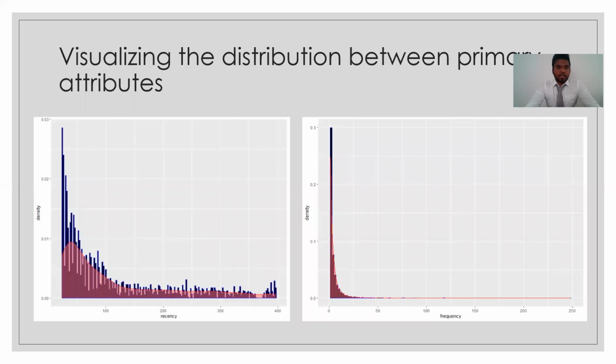Then what I did is I visualized the distribution of the primary attributes using a density plot. Here, what I observed is that the density plot of recency tends to be skewed to the right. The recency of visits tends to be positively skewed, so the majority of the data is concentrated towards the left. Even in the frequency density plot, I see a right-skewed distribution.